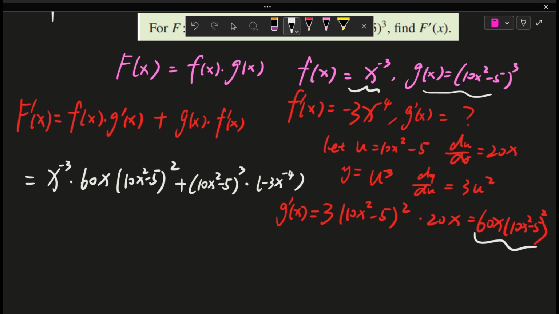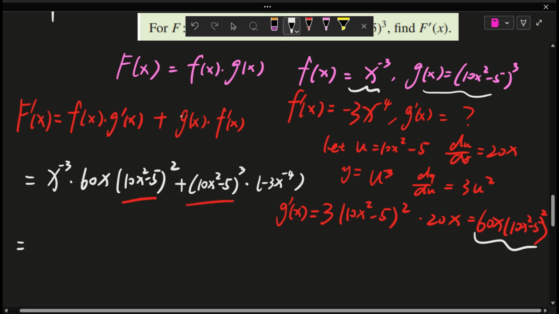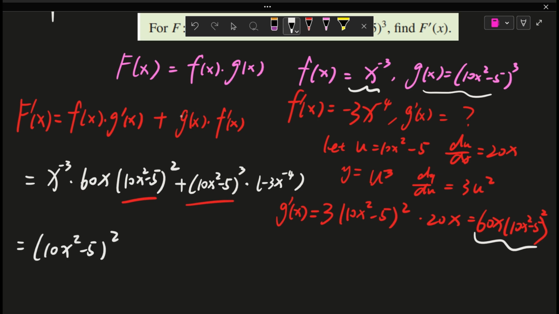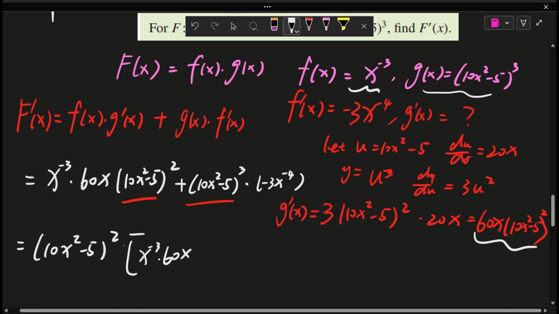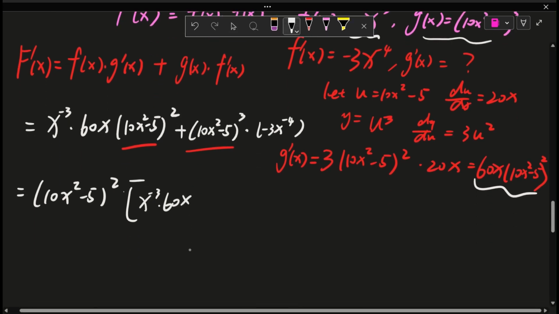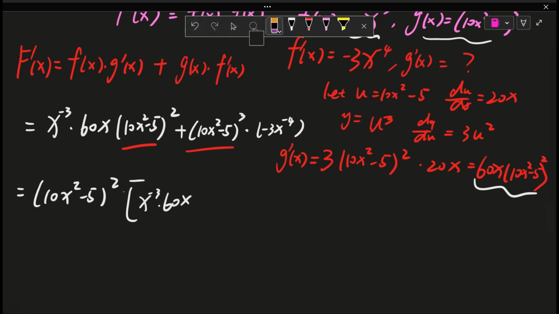Okay. Well, we both have the like term, or we say the common factor, and we actually can rewrite as (10x squared minus 5) squared outside, so it's x to the negative 3 times 60x, and that equals 60 times x to the power of negative 2, plus (10x squared minus 5) bracket, and times (minus 3x to the power of minus 4) bracket.